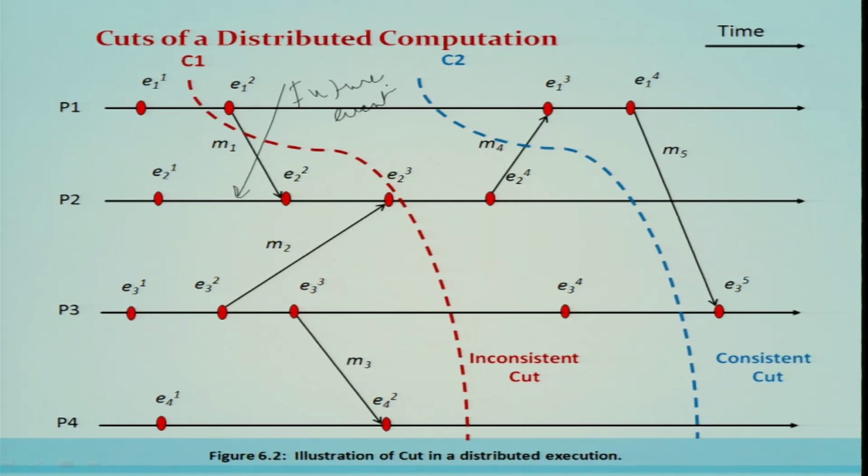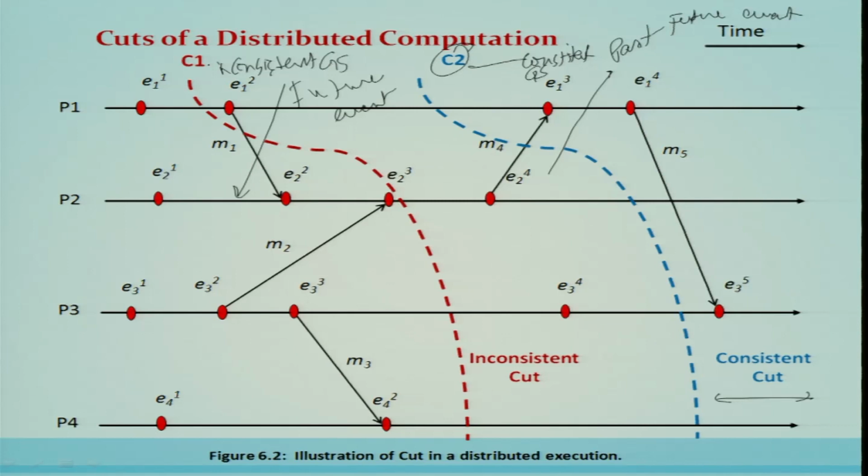Similarly, this event, this is a consistent cut. Why? Because only the past event is crossing the future event. Hence, this is a consistent global state defined by this particular cut. This is an inconsistent global state, which is defined by this cut C1.